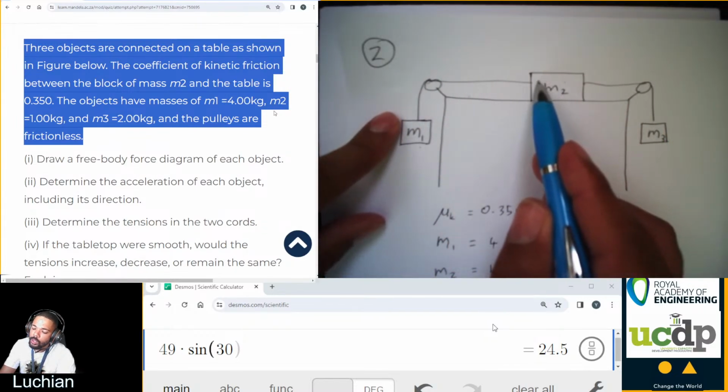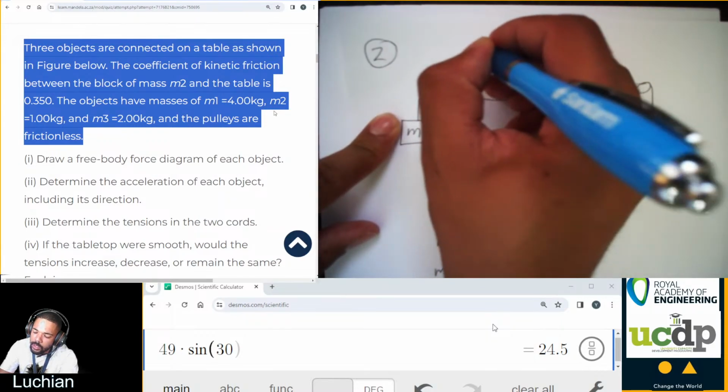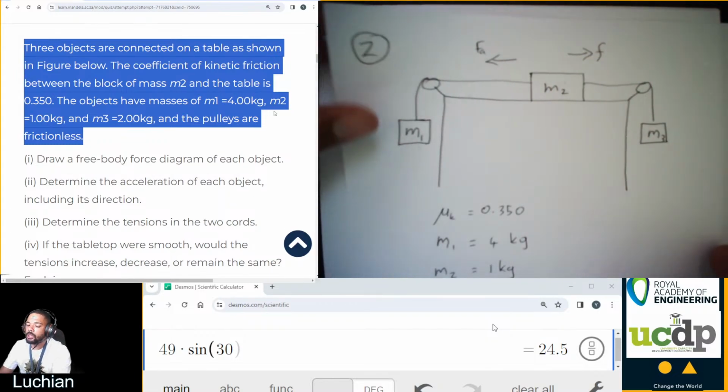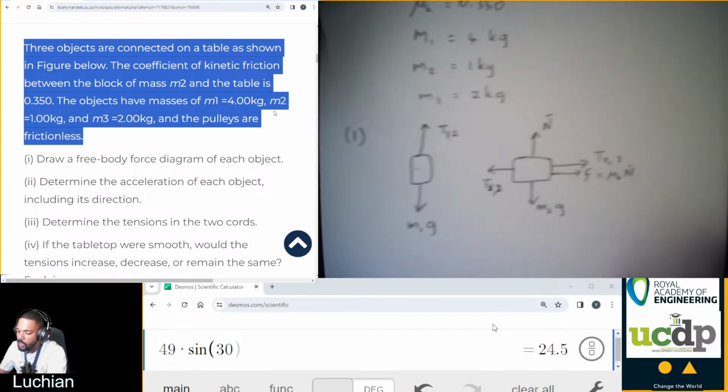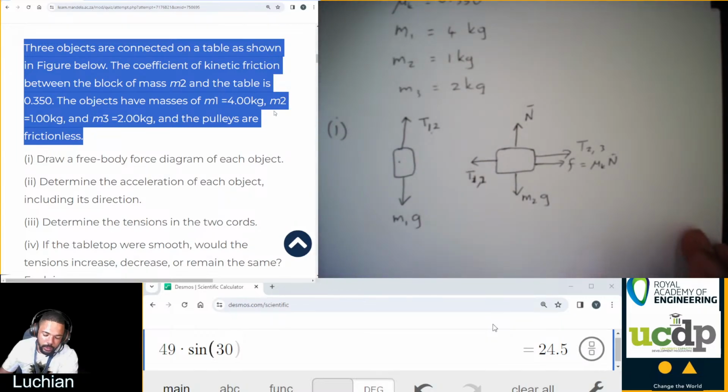Okay, so if the force applied is in that direction, then that means the friction must be in the opposite direction. That's just a hunch based on what they have told us, so not really a hunch.